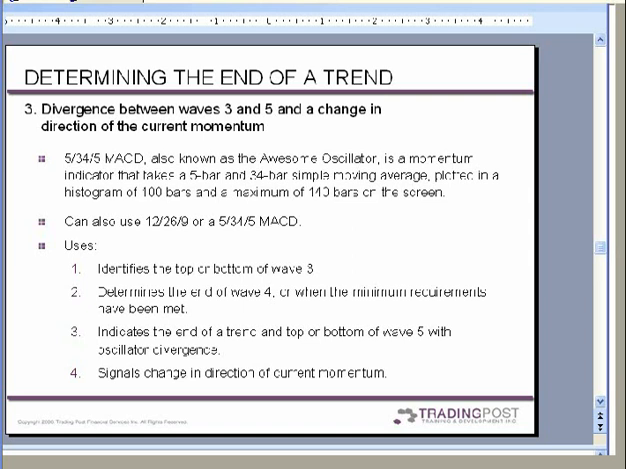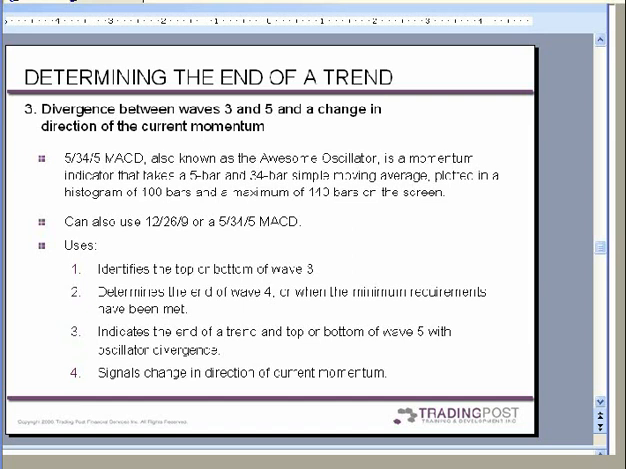3, it indicates the end of a trend and the top or bottom of wave 5 with oscillator divergence. That's when the price makes a new high and the oscillator does not. 4, it signals a change in the direction of the current momentum, and that's when you see the histogram moving above or below the signal line.